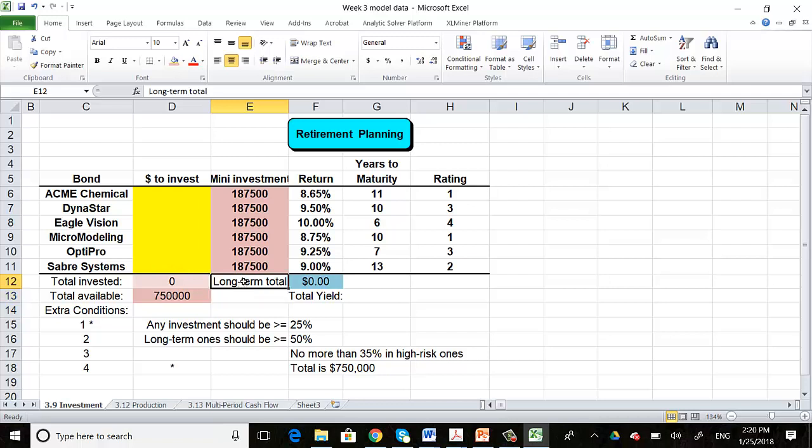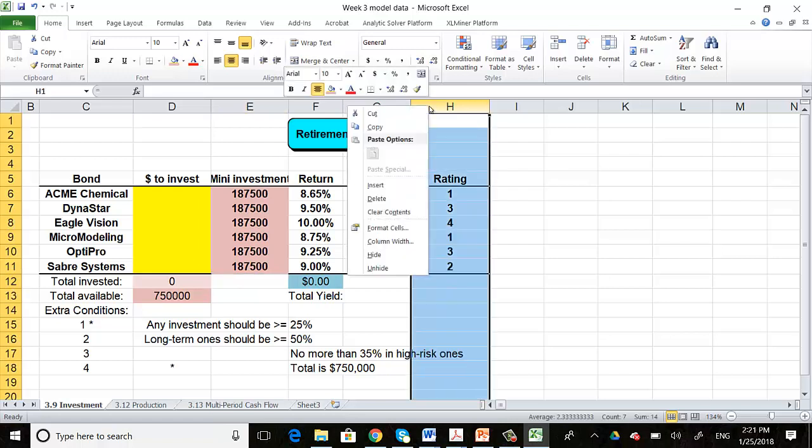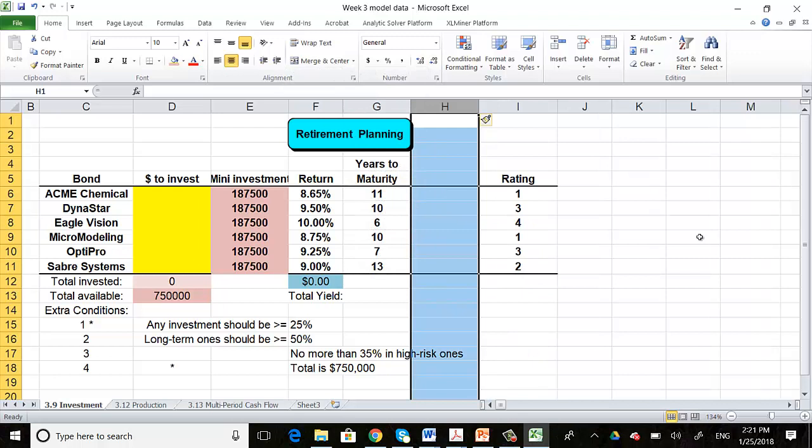I'm going to delete this. Instead, we're going to add a column here. Or let me illustrate this first. So we have A, B, E, M, O, and S. So this is all of them. And the long-term ones are only A, B, M, and S.